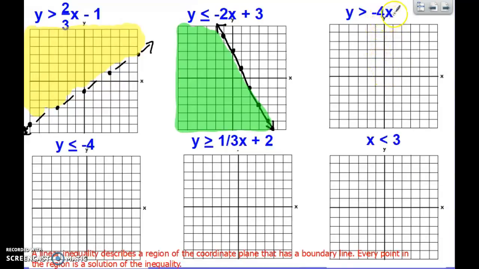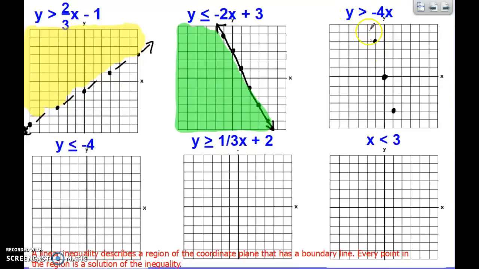All right, let's look at y is greater than -4x. All right, the y-intercept is 0. And then my slope is -4, which would be -4 over 1. So go down 4 to the right 1. For the sake of time, I'm not going to do as many points. Go up 4, that's 4 to the left 1.